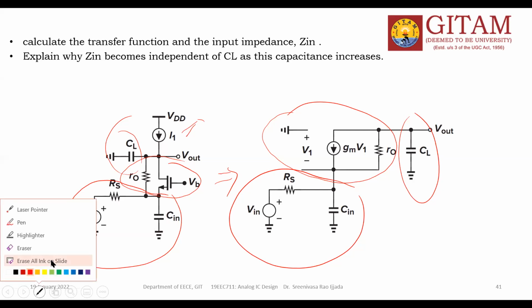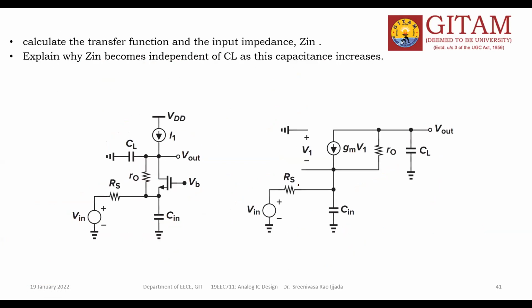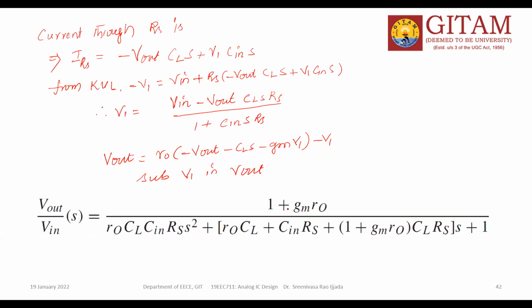So we need to find the transfer function of this circuit. First of all, find the current through RS. How much current is going through this one? That is the current through RS. To find it, I wrote IRS is equal to minus Vout multiplied with CL S plus V1 Cin S. How?